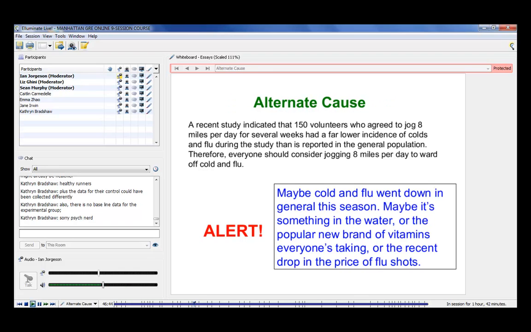Alternate causes. There's a big gaping hole in this argument that has to do with causality again. We don't actually have any idea that the reason they had a lower incidence of colds and flu than the general population was because of the running. Maybe they did the study at a time where people are less exposed to cold and flu, right? We just have no idea. And this comes back to one of the points we made a second ago, which is we don't have a control group. We can't compare it to a general population that's experiencing potentially very different cold and flu seasons. We need to compare them to other people that were doing everything the same except for what we are attempting to study, running 8 miles a day.